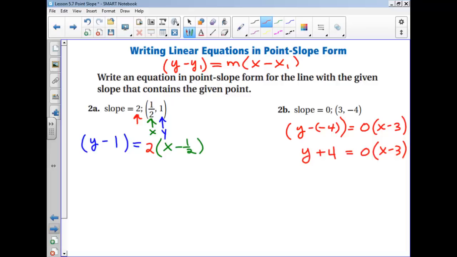What you should see here, and what the pattern which many students start to see, is all I'm doing is taking my slope and plugging it in where m goes, and I'm taking my x coordinate, plugging it in where the x1 is, and the y coordinate, plugging it in where the y1 is.